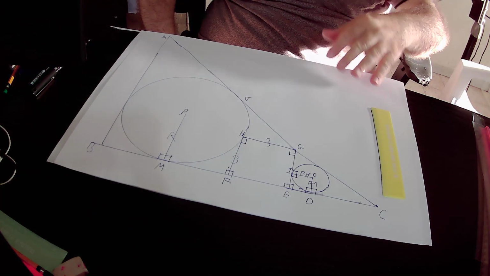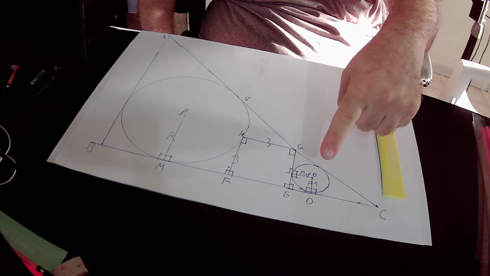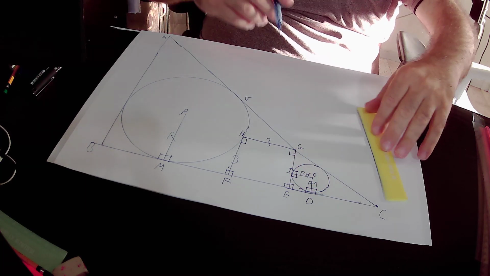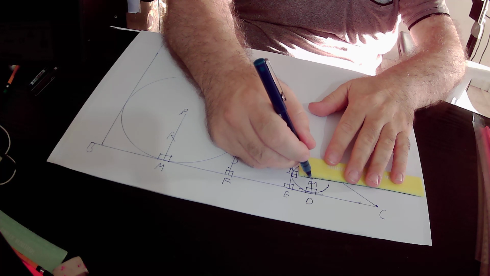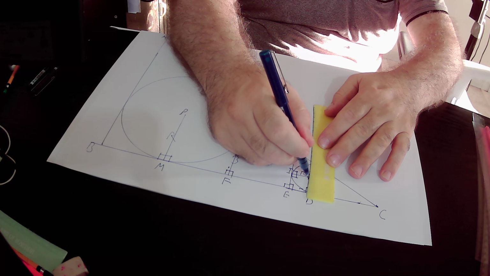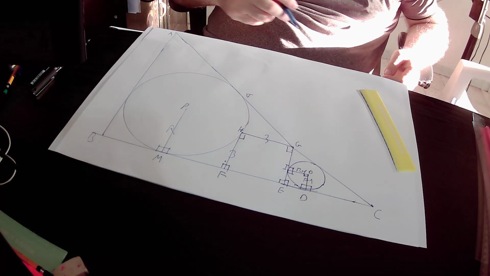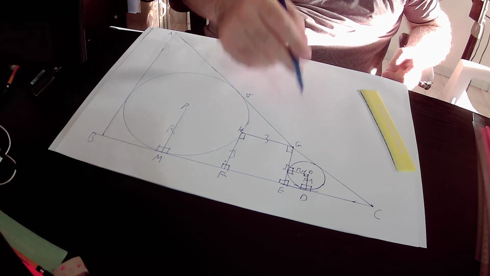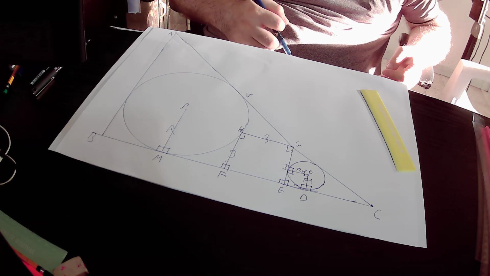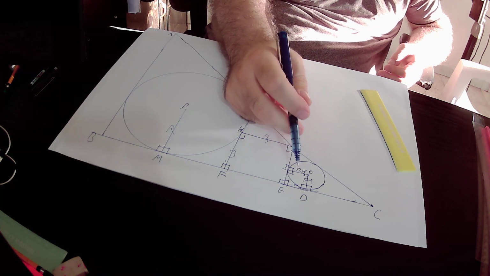So we'll focus on quadrilateral IOED. In quadrilateral IOED, we have 1, 2, 3 right angles. Therefore, the fourth angle must be also equal to 90 degrees. According to the rule that the sum of the angles in any quadrilateral is equal to 360 degrees, this angle must be equal to 90 degrees. So inside quadrilateral IOED, we have 4 right angles. And any quadrilateral that has 4 right angles must be at least a rectangle. So we relate to quadrilateral IOED as a rectangle.